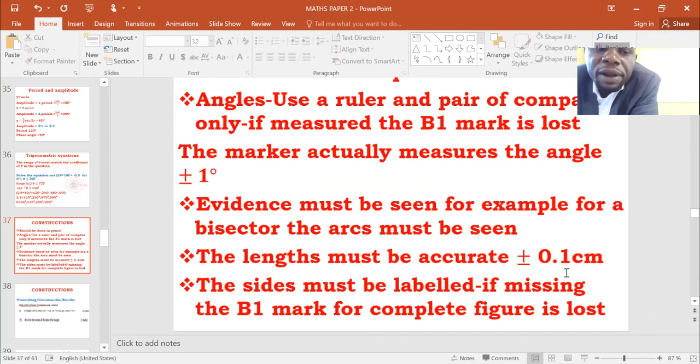But there's a mark for a complete diagram. If it's a triangle, there's a mark for that complete triangle. If it is not labeled, that mark will be penalized. You'll not be awarded that mark because you cannot see where A is, B is, and C is.